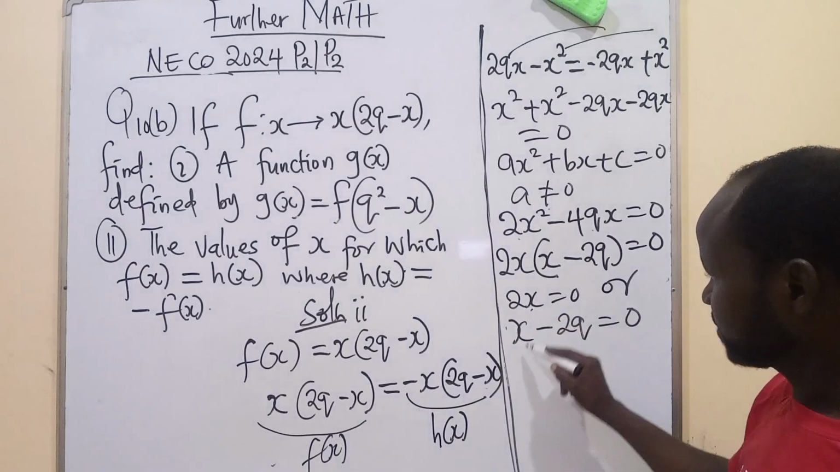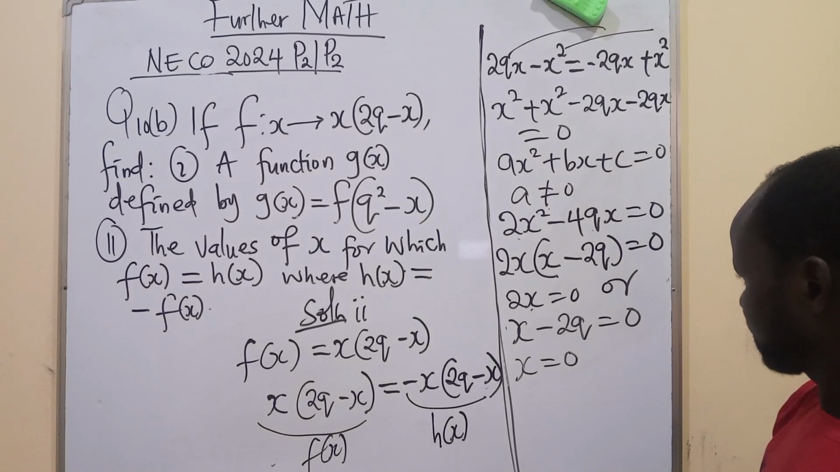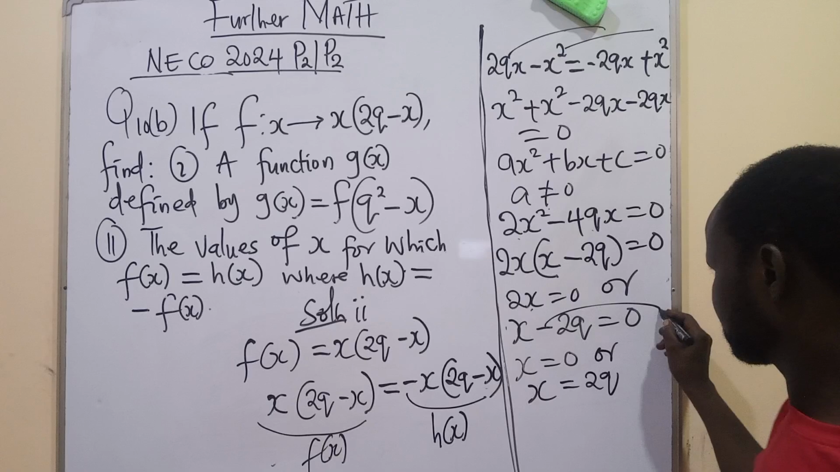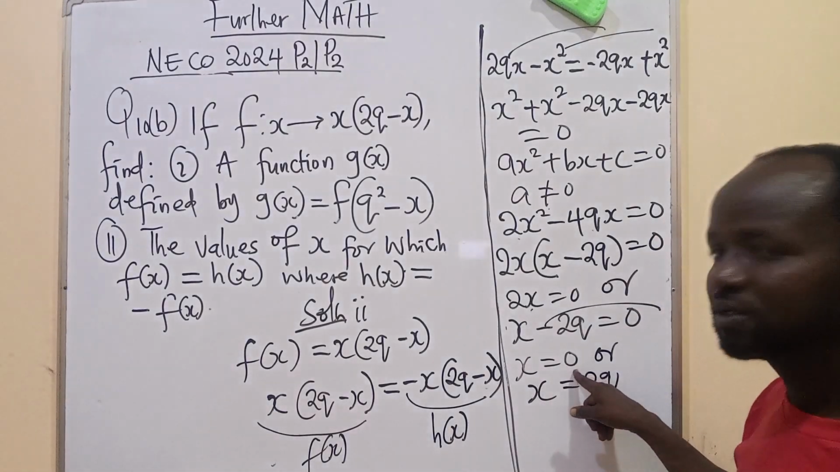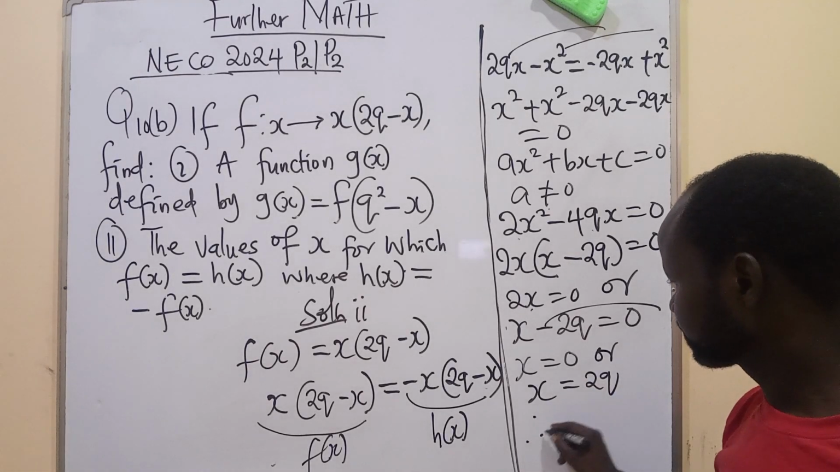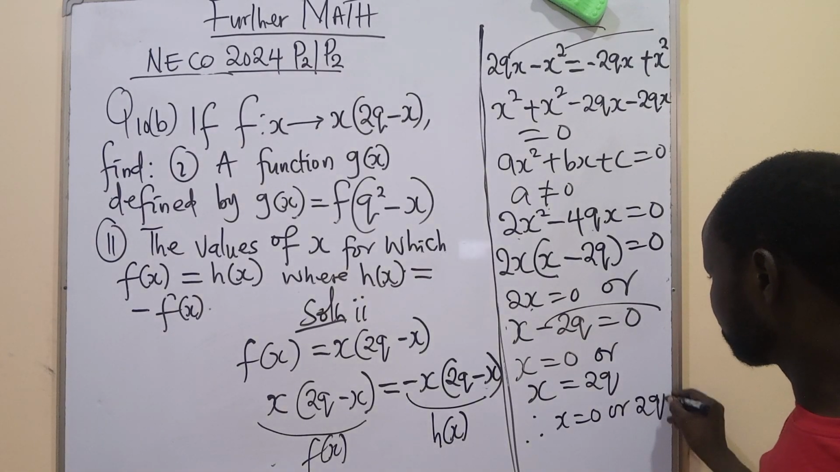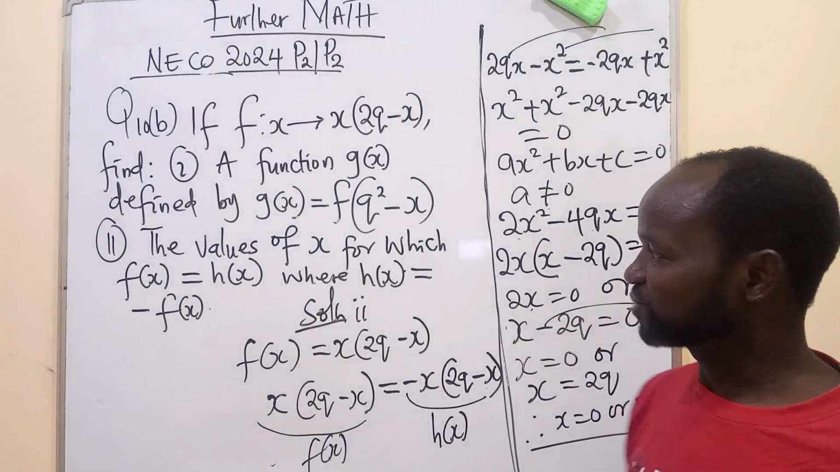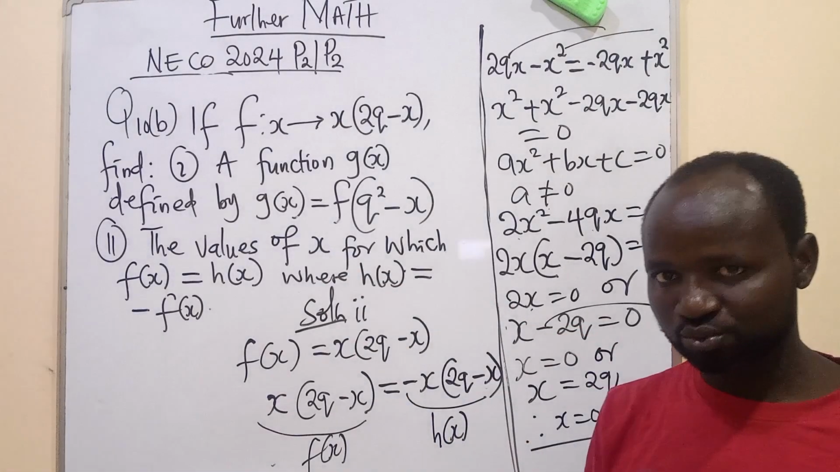Divide both sides by 2 here, x will be equal to 0 or x will be equal to 2q. If we bring this to this side here, it will be 2q. So the values of x are 0 and 2q. So we can conclude, therefore, that x is equal to 0 or 2q. This will be the solution to Roman numeral 2, because we are asked to find the values of x. So the solution now is 0 or 2q.